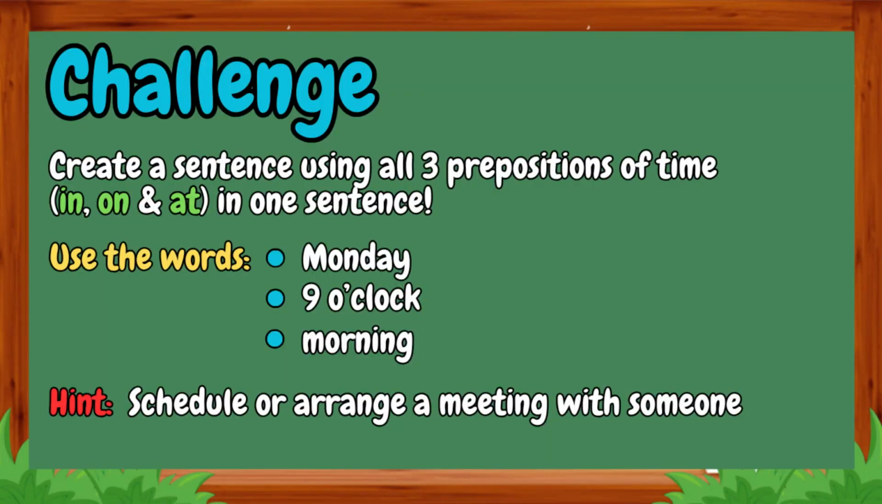We looked at some examples, but before we move on to the quiz, I've got a special little challenge for you. Create a sentence using all three prepositions of time, in, on, and at, in one sentence, and use the words Monday, 9 o'clock, and morning. The hint I'm giving you is the sentence should be about scheduling or arranging a meeting with someone. So there's a little challenge for you. Think about it. But in the meantime, let's move on to the quiz.